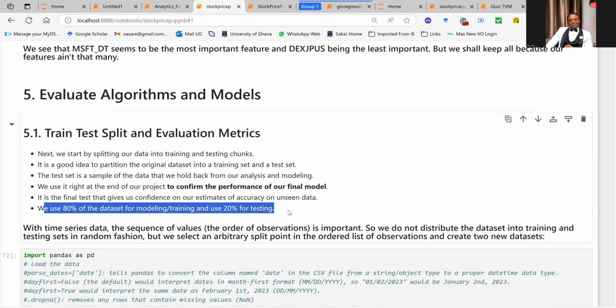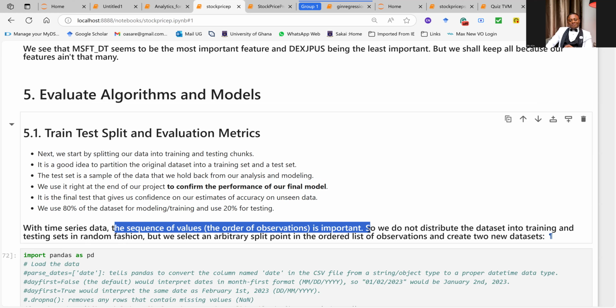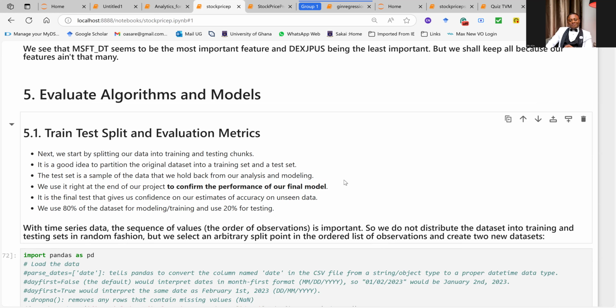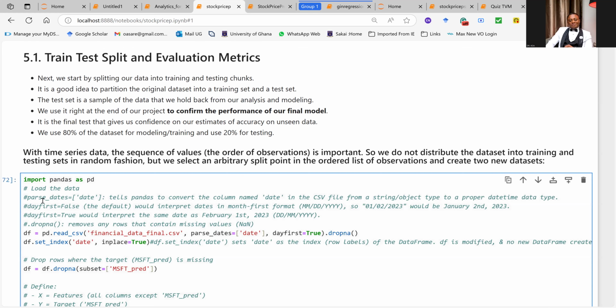Now, here's the important part, because this is time series data. These are daily returns. In time series data, the sequencing is very important. The order of observation is very important. So we don't just distribute the data into training and testing. No, we select an arbitrary split point in the ordered list of the observations, and then we'll create 2 data sets. What do I mean? This is what I mean.